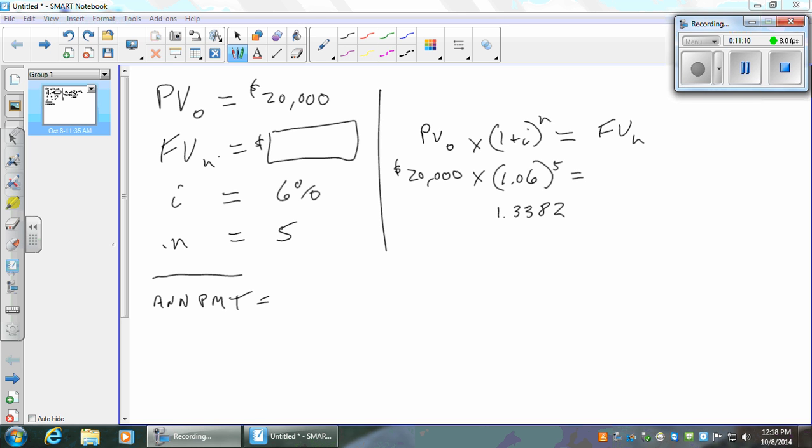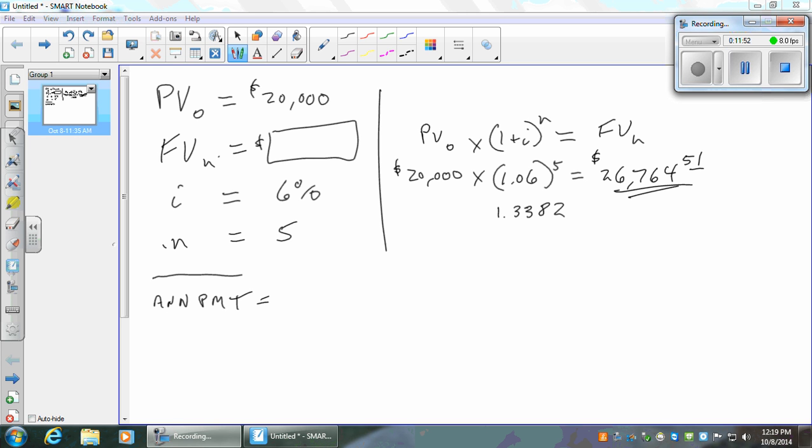Anyway, what is that? What's worth $1.34? Listen carefully. $1 invested for 5 periods at 6% interest compound will grow to $1.34. That's all it is. But I'm not investing $1, I'm investing 20,000. So what will 20,000 grow to if every single one of them grows to $1.34? Take 20,000 times it. 26,764.51, if we want to be really accurate. Easy, huh?